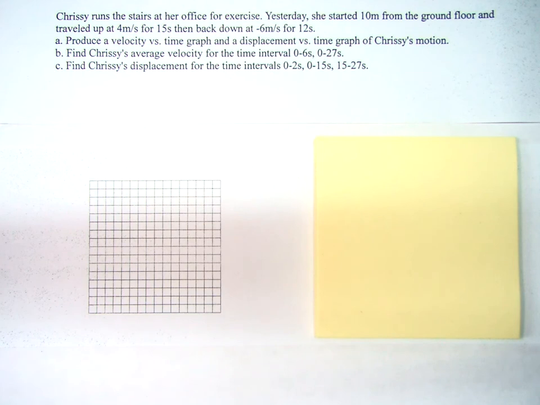Okay, so first thing I would do is figure out how much time I need on my velocity versus time graph. First thing I would do is figure out the time on the velocity versus time graph. We have 15 seconds that we need to represent, and then we have 12 seconds that we need to represent. So that's a total of 27 seconds that we need to represent.